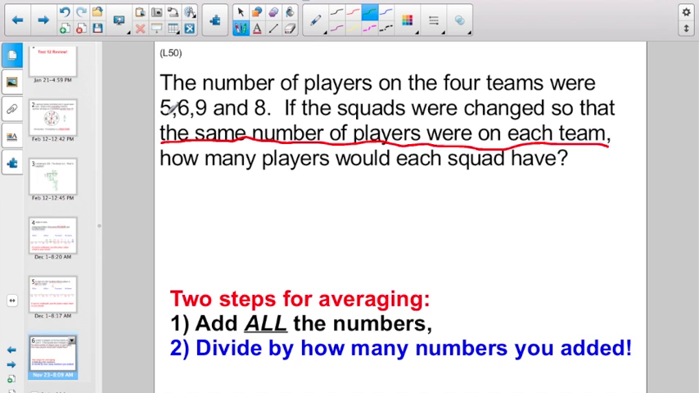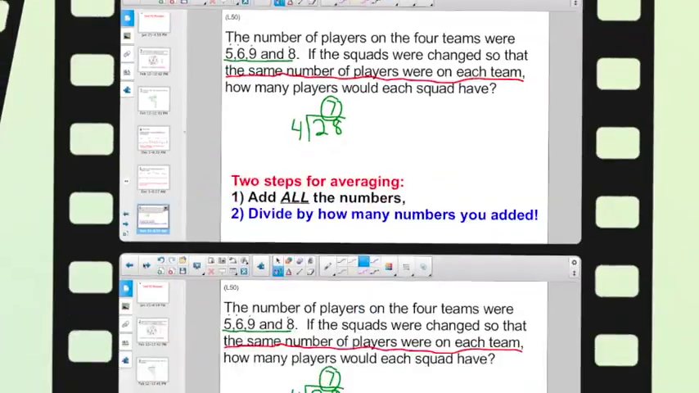So let's go ahead and do some adding here. I have 5 plus 6 plus 9 plus 8. So 5 plus 6 is 11, plus 9 more is 20, and 8 more, that makes 28. The first step is add all the numbers. Then step number 2, divide by how many numbers you added. Hey, looks to me like I added 4 different numbers. 28 divided by 4, that would give me 7 players on each team if I was going to go and make them all the same.